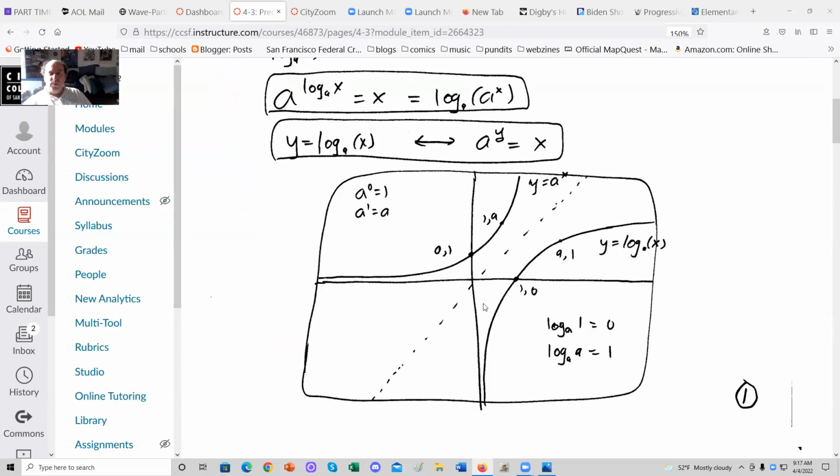As a result, each graph is the other flipped across the diagonal. If this is the graph of y equals a to the x, going through 0, 1 because a to the 0 equals 1, and 1, a because a to the 1 equals a, and you flip this graph through the y equals x diagonal, you get this graph here. It goes through 1, 0 and a, 1. So log base a of 1 is 0, and log base a of a is 1. And this goes off to 0 near negative infinity. This goes off to negative infinity near 0.